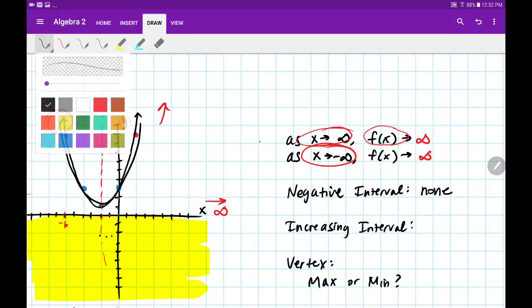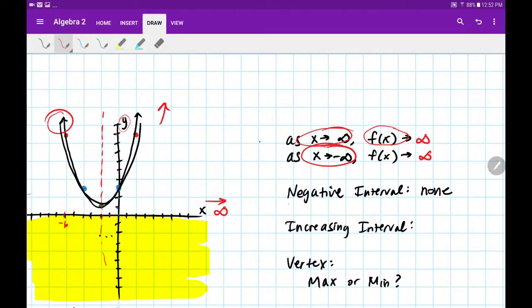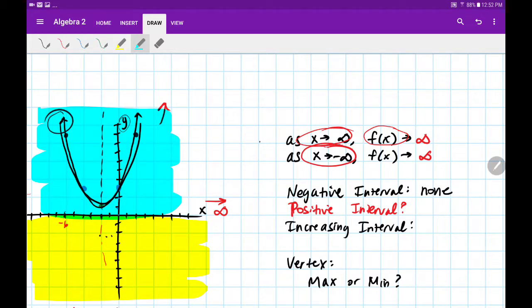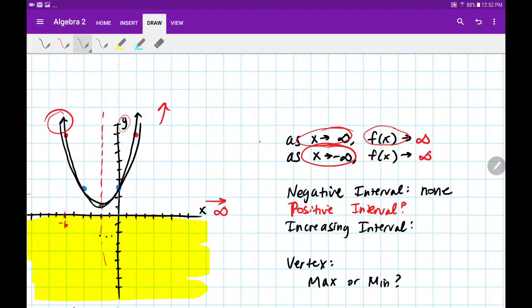Let me ask you a different question though. What if the question had said, what's the positive interval? So that's now asking, hey, where's the graph above the axis? I wonder if you recognize that it's actually the entire time from negative infinity till positive infinity, or basically all the time from left to right, every single solution, or all real numbers.